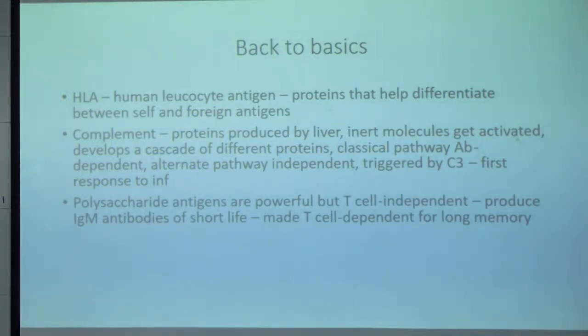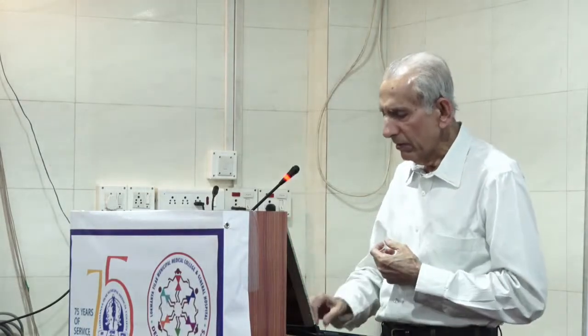And then, we know this very well, that polysaccharide antigens are very powerful, but they cannot be used in the first 2 years of life. They have to be made T cell dependent, and that's why we do conjugation. And you know how today the typhoid and pneumococcal vaccines can be given very early in the course of infancy.